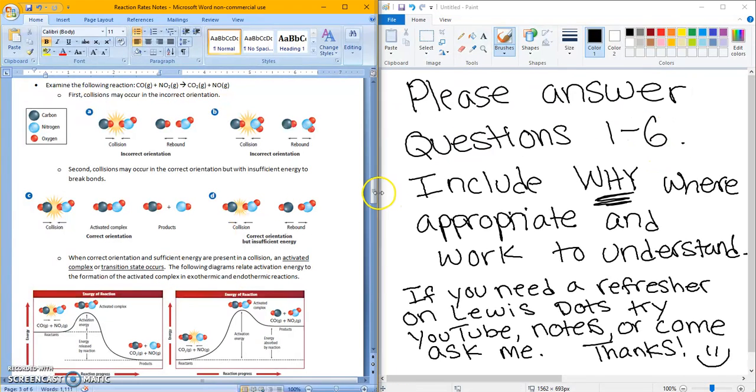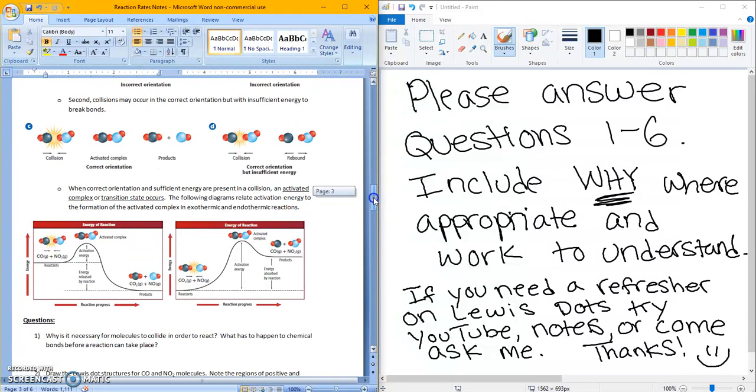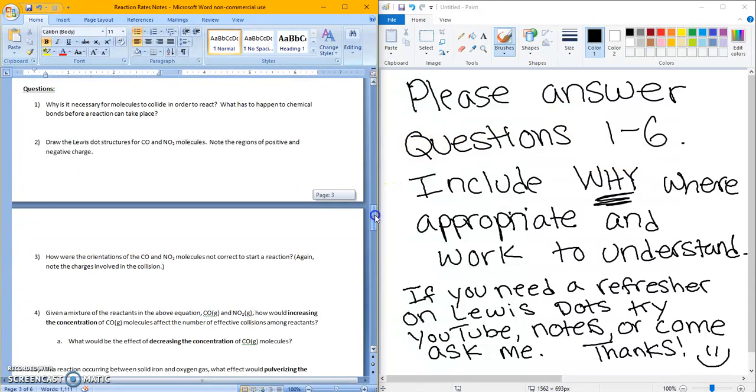All right, so now we've seen what has happened in chemical reactions. Your assignment is to finish questions 1 through 6 below. Make sure you include why. Make sure you are trying to understand what's happening. And if you need help with Lewis dots, YouTube, notes, or come and ask me. All right, good luck.